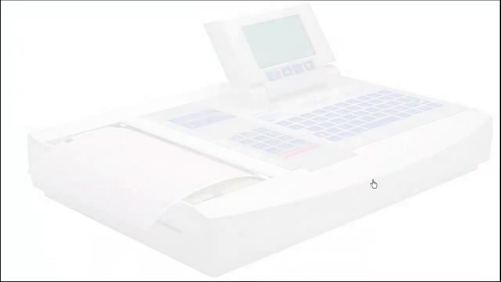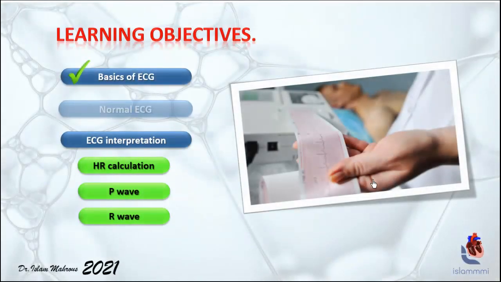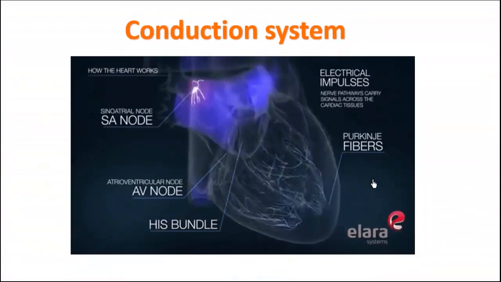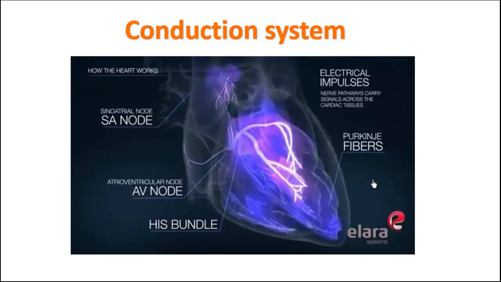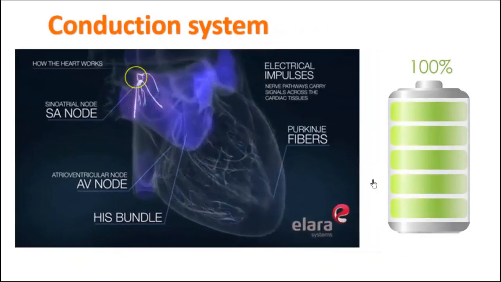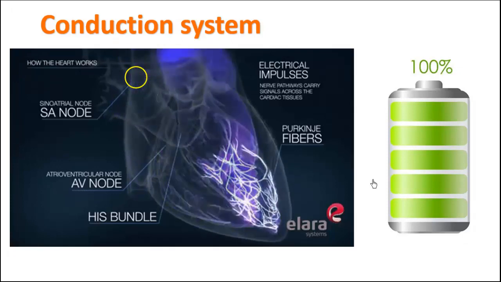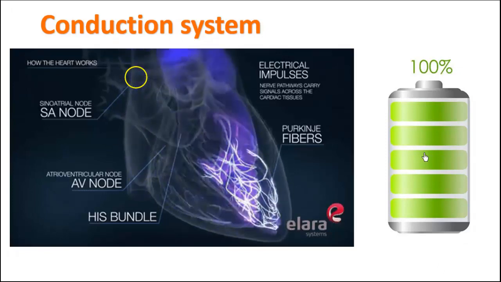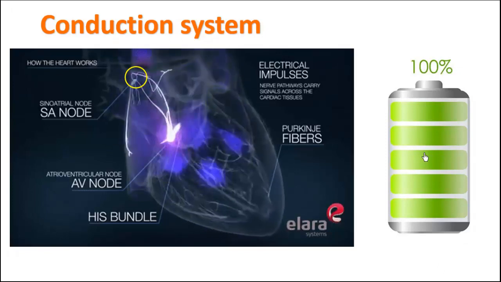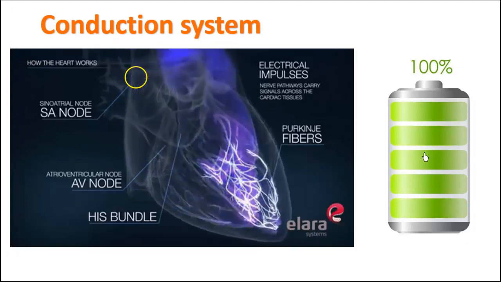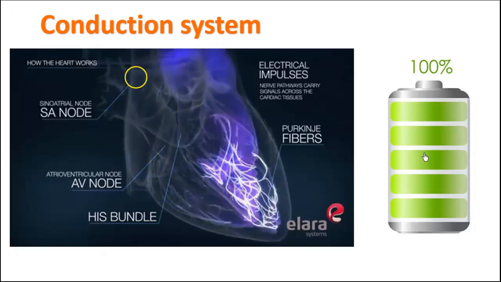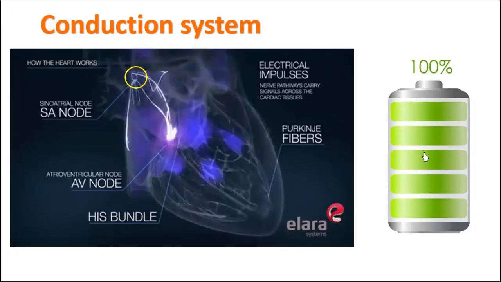So let's go to the normal ECG. It's very important to know the normal in order to identify the abnormal ECG. To be sure with you, we have to know what the conduction system is. The first heart impulse is coming from this point, which is called the SA node. This is something like the battery of the heart. If this is working perfectly, the heart will work normally. If we have any problem with this node, the SA node, we will start to have a problem with the heart. So this is the first impulse coming here. It's called the SA node.